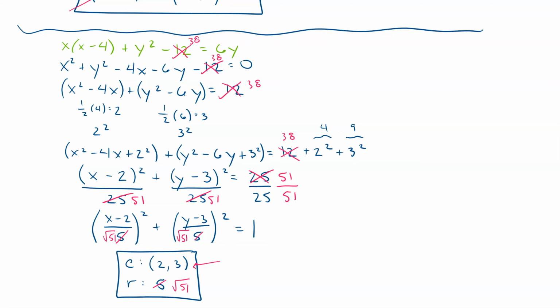How big is the square root of 51? Well, I know it's a little bit bigger than the square root of 49, which is 7, so it's just a little bit bigger than 7. And when I draw the circle, I would draw a radius that's just a little bit bigger than 7, and I would label it as the square root of 51.